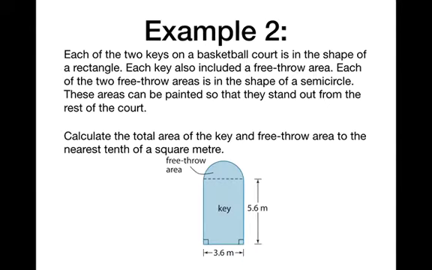All right, so let's take a look at example 2. So in this one, right, we're talking about the keys of a basketball court, and the keys themselves are in the shape of a rectangle, and it also includes a free throw area, and each of the free throw areas are in the shape of a semicircle, so an exact half of a circle, and these areas can be painted so that they stand out from the rest of the court. Calculate the total area of the key and free throw area to the nearest tenth of a square meter. Okay, so we've got 2 different shapes again coming in on this one.